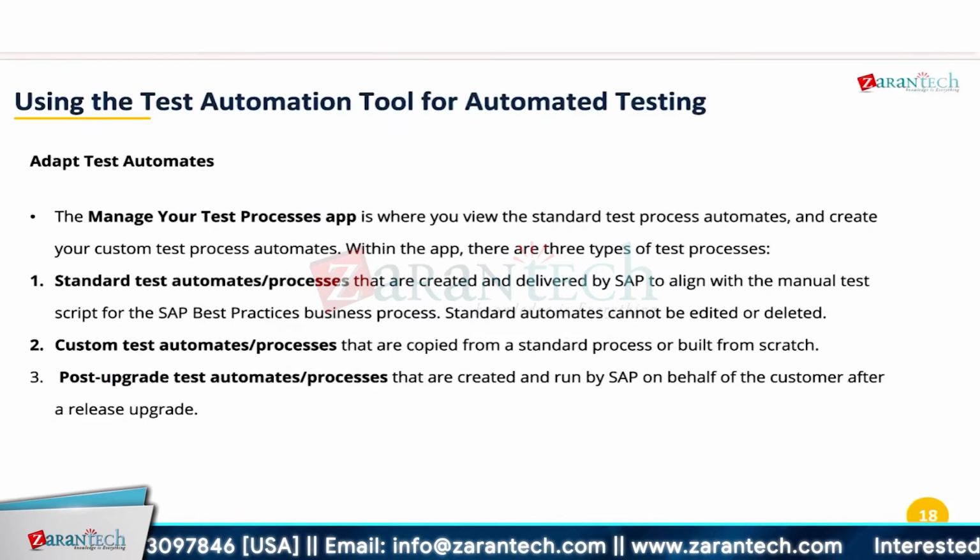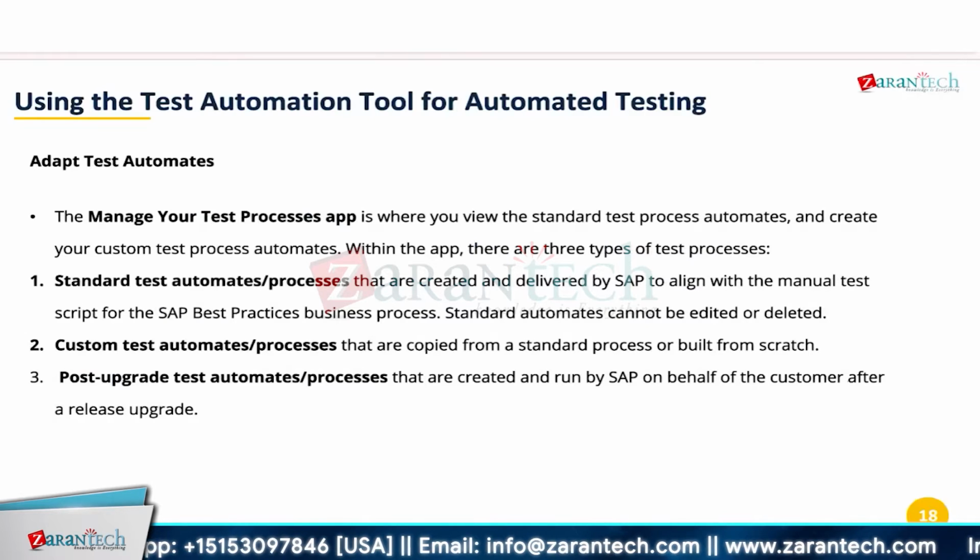Next is adapt test automates. The manage your test process app. Manage your test process app is where you view the standard test process automates and create your custom test process automates. Within the app, there are three types of test processes. The standard test automates / processes that are created and delivered by SAP to align with the manual test script for the best practices business process. Standard automate cannot be edited or deleted.